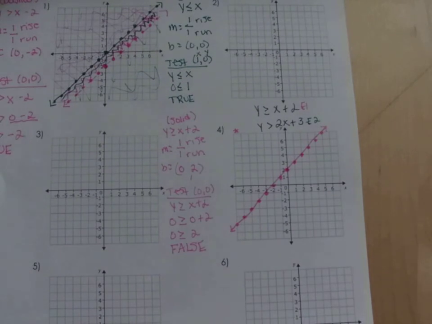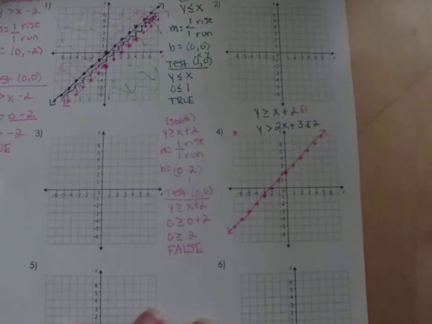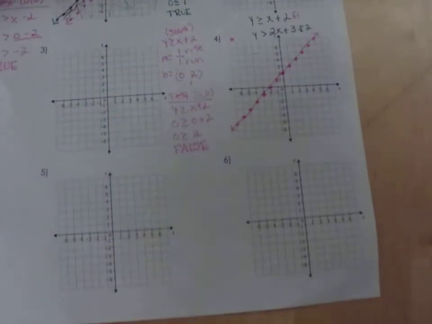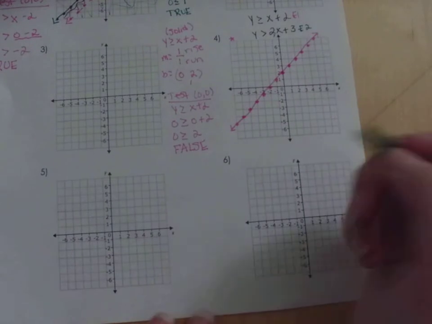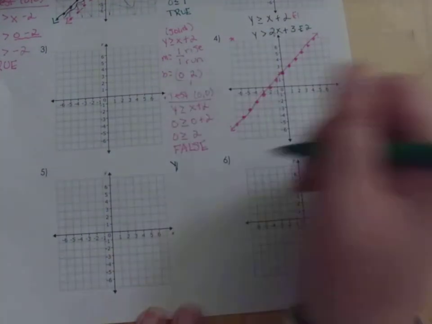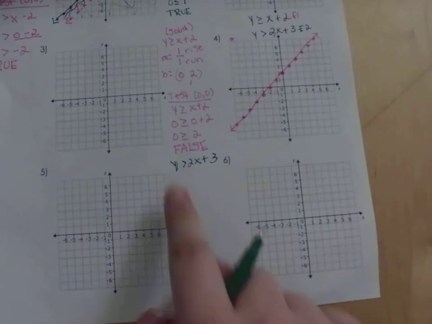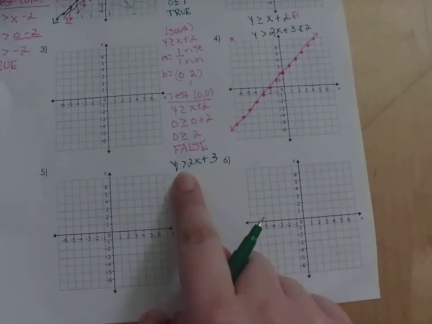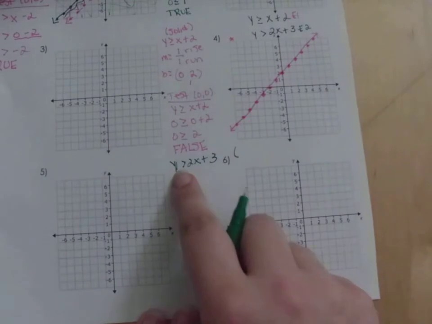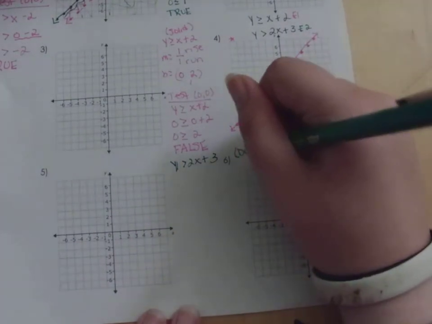But let's go to our second equation here before we do that. Get some room down here. So my second equation, y is greater than 2x plus 3. Again, let's figure out if it's solid or dashed right away. This one is greater than, there's no equal to, so that means it's going to be dashed.